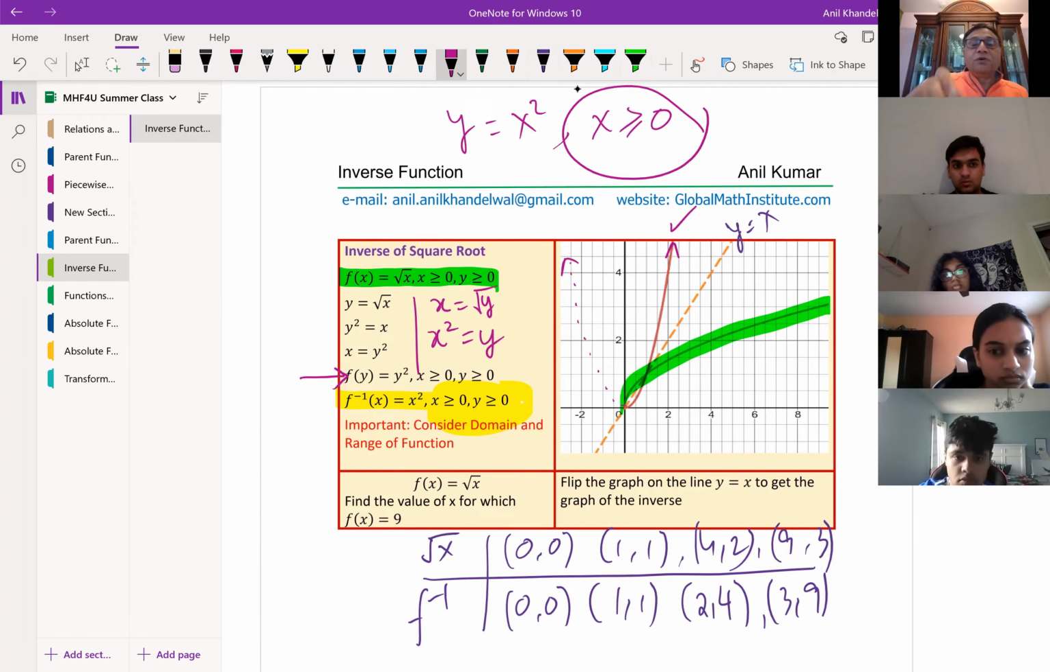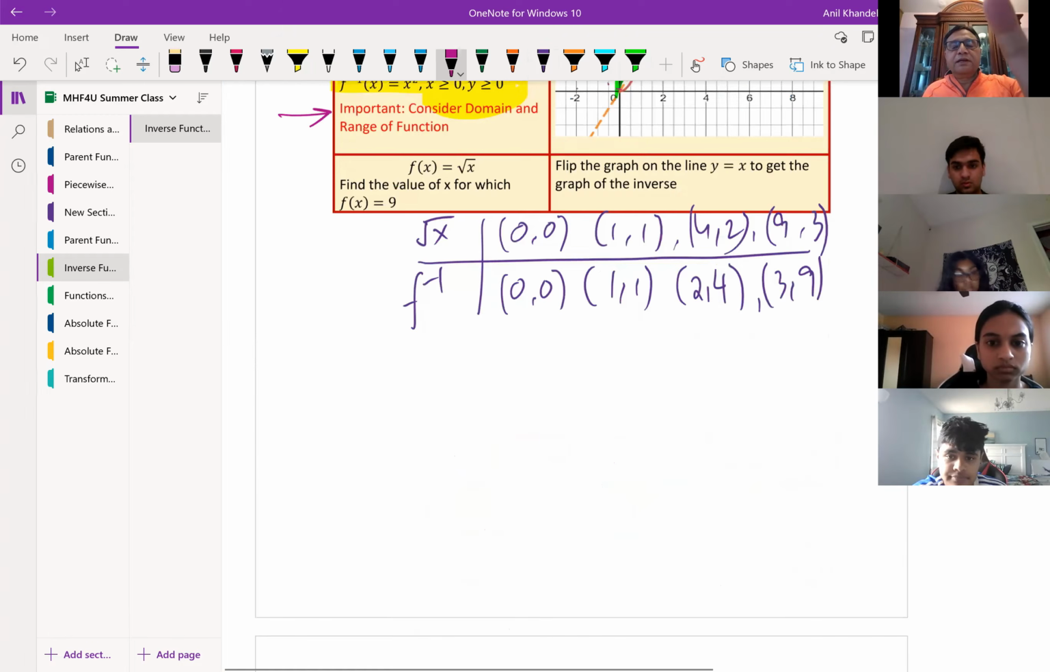Do you see that? So if you are doing a function which is restricted, you have to give the restriction on the inverse also for a perfect answer. Clear? Otherwise that answer will be wrong. So that is what is important. Consider domain and range of the function when you do this, okay?